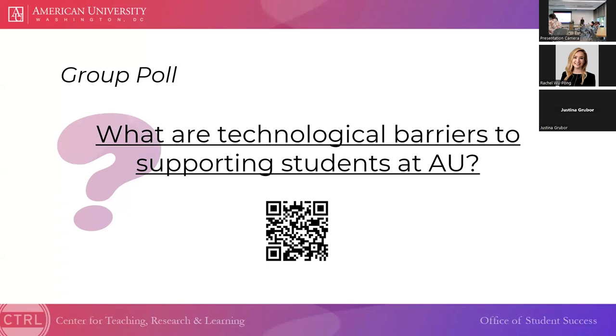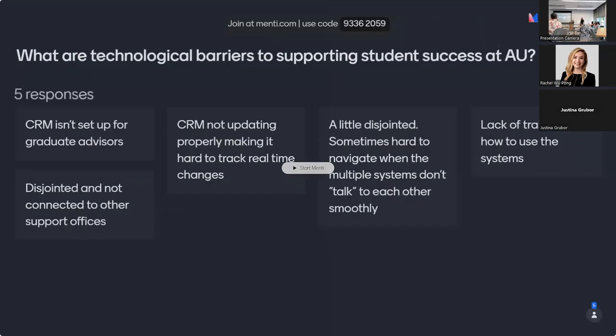I got the same as the last one. Okay, try to refresh now, if I start it here. Did that help? Okay, thank you. If you're logging in from menti.com, the code is 9336-2059.